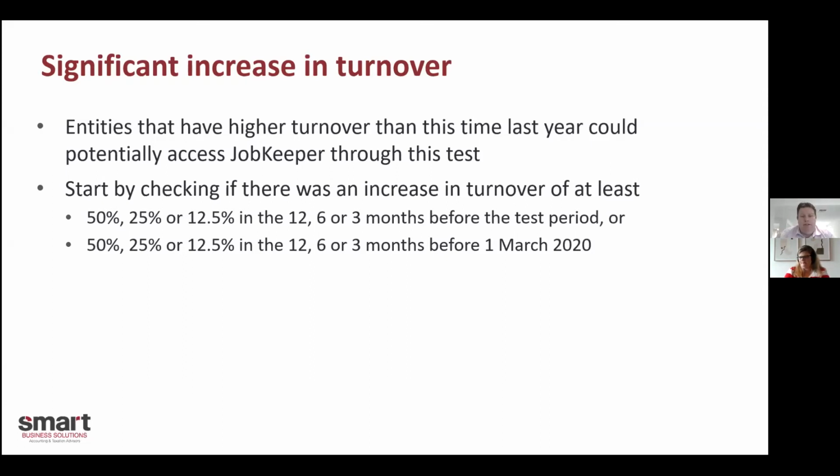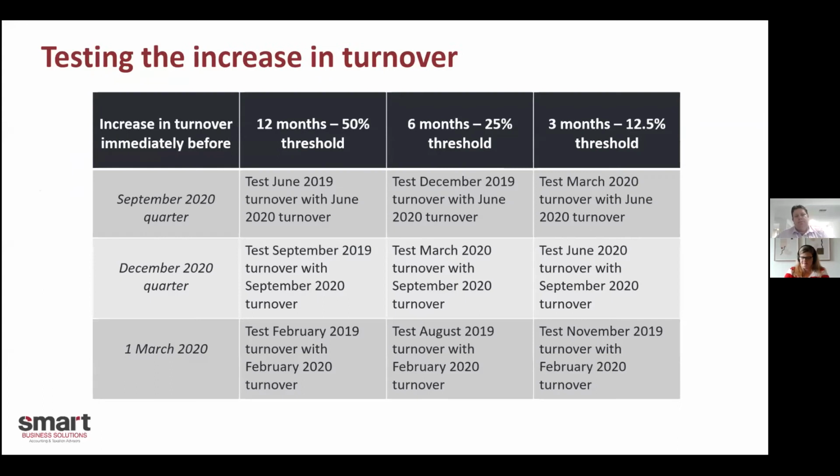So I've got a table here that really shows this in a little bit more detail. If our test period is the September quarter, for example, the month immediately before is the month of June. So you're comparing the actual GST turnover for June 2020 with June 2019 for the 12 months and seeing if you've got that 50% increase in turnover. Same again, June 2020, but we're looking at 6 months, so back to December, and then so on for the 3 months. If that fails, then we can still look at the 12 months before the 1st of March.